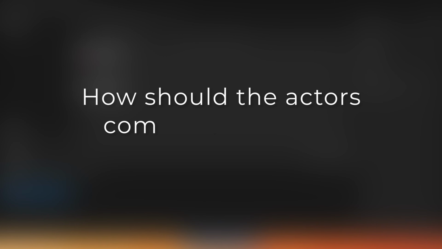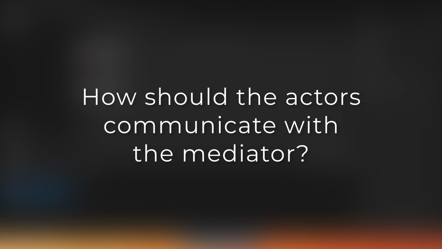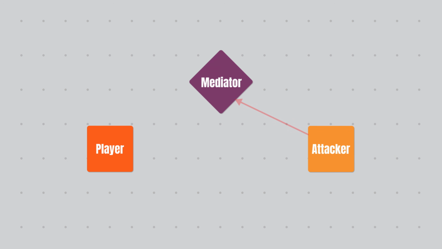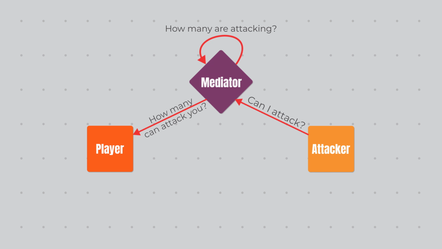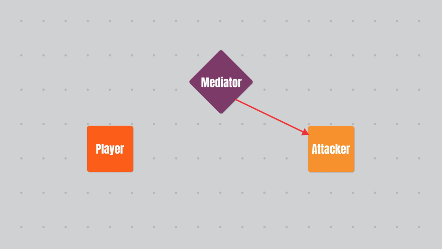But first, how should the actors communicate with this mediator now? When the attacker joins the fight, they will ask the mediator if they can attack. Then the mediator will check how many attackers are already attacking the target, and then tell the attacker either yes, you can attack, or no, you should wait.